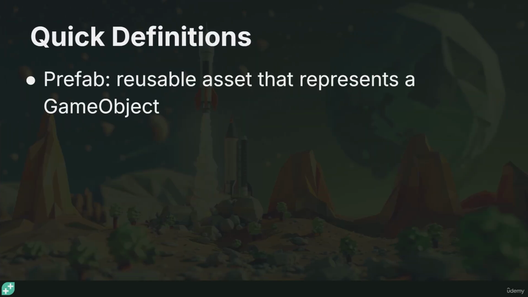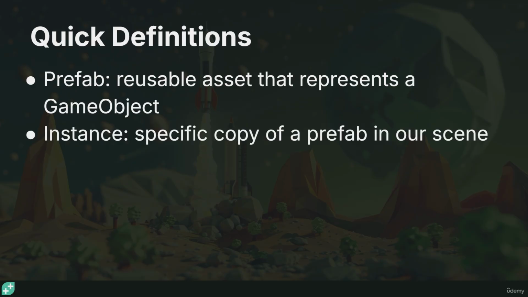Let's start this conversation with a couple of quick definitions. A prefab is a reusable asset that represents a game object or a group of game objects, and it's something that we save to our hard drive as a .prefab. An instance is a specific copy of a prefab in our scene. So you'll hear me talk about these two a lot, prefab and instance, in this particular lecture.